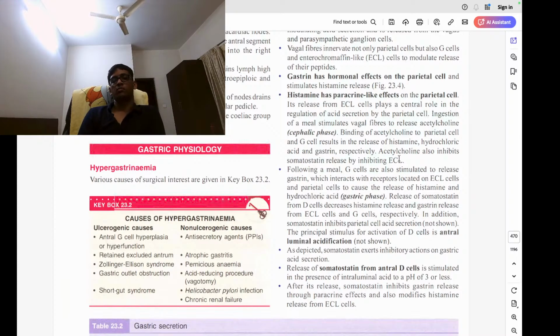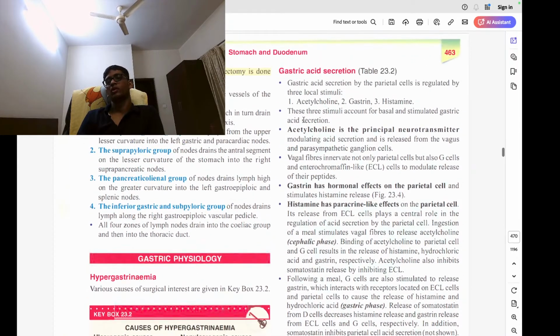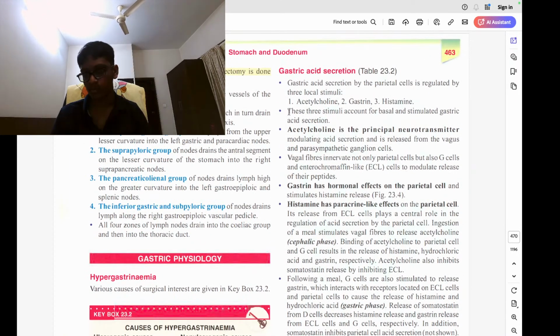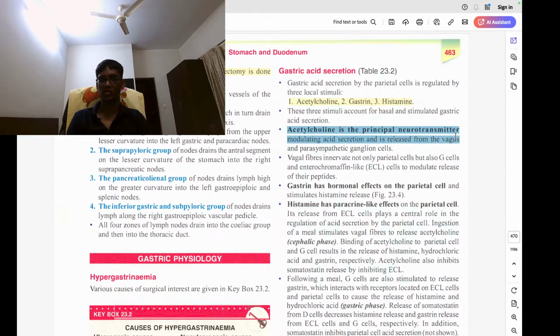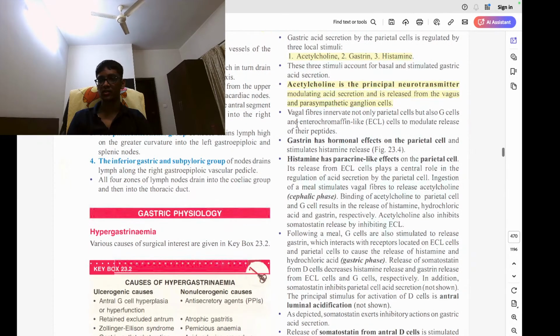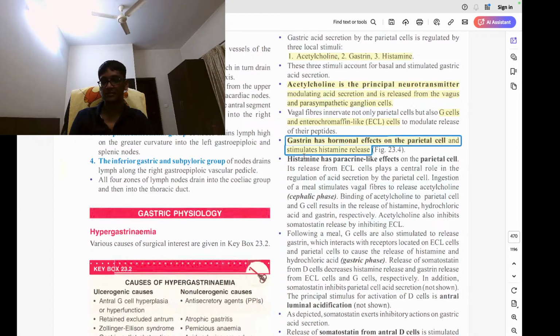So you can do pain inhibitors, anti-secretory. Okay, so gastric acid secretion, three important points: acetylcholine, gastrin, and histamine. Acetylcholine is the principal neurotransmitter released from vagus and parasympathetic ganglions. It also acts on two cells, G cells and enterochromaffin-like cells. Gastrin has hormonal effects on parietal cells and stimulates histamine release. Histamine has paracrine-like effects on the parietal cell, and its release from ECL cells plays a central role in the regulation of acid secretion by parietal cells.